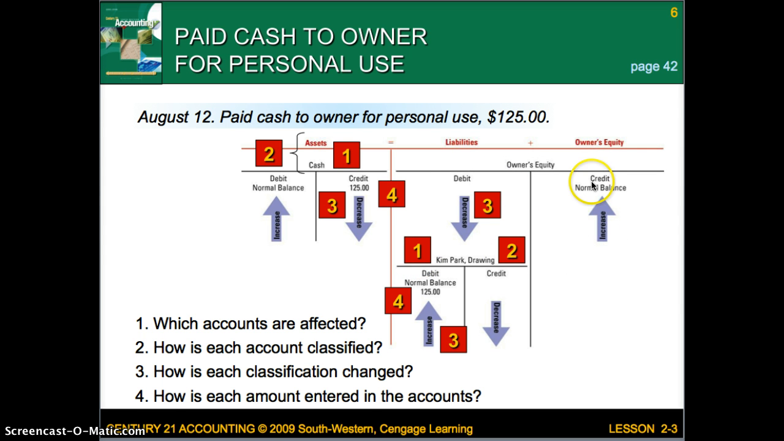When they do that, that takes away from the worth of our company. So when we're paying cash, the cash in our company is going down. That's decreasing. And our worth is going down. Remember, a normal balance is the credit side, so our worth is going down, and Kim Park drawing is going to go underneath that debit side of our owner's equity. So the normal balance of a drawing account is the debit side. So we are increasing $125 on the debit side of Kim Park drawing, and we have a cash credit of $125.